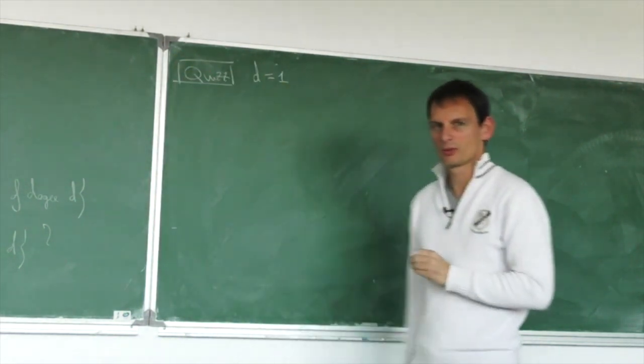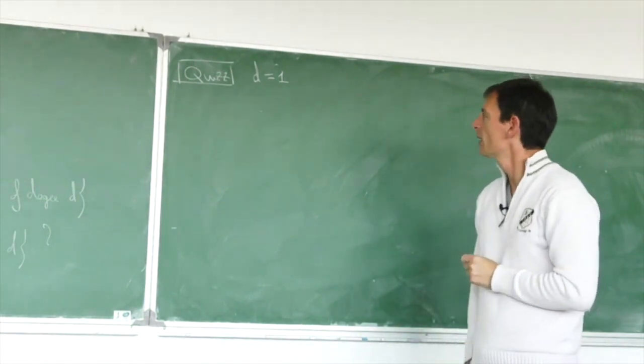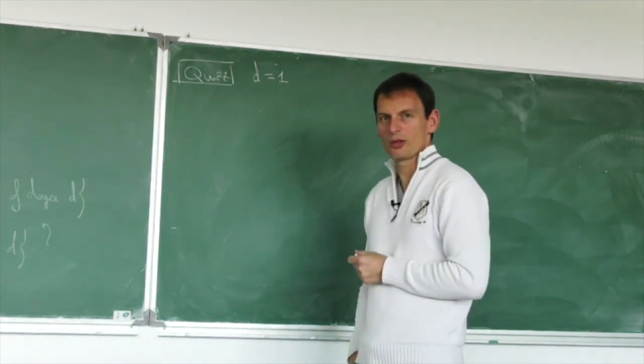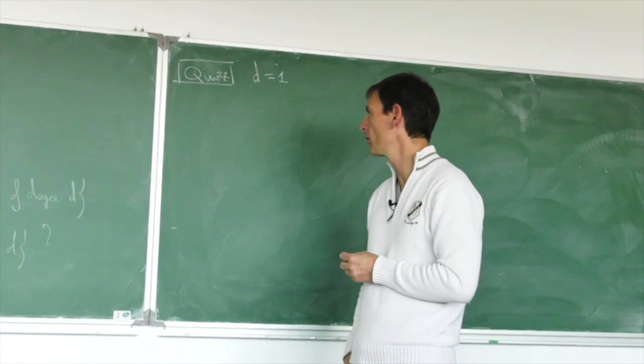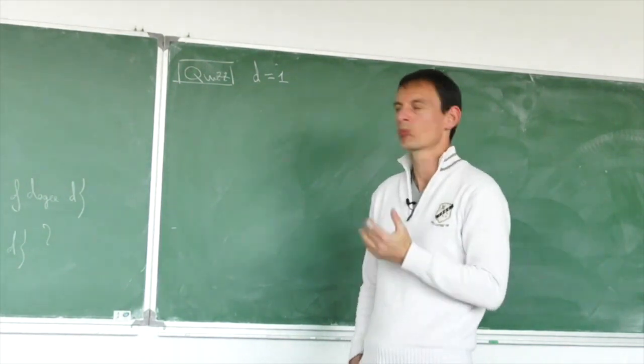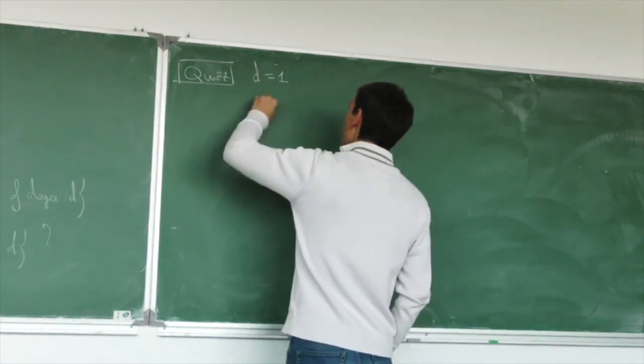I give you to do the case d equals 1. All right? So now that you have done it, you see that in that case the situation is quite easy, and that the number that you find is that N_q(1) is q. All right, let's move to d equals 2.